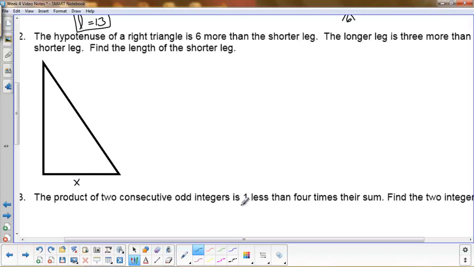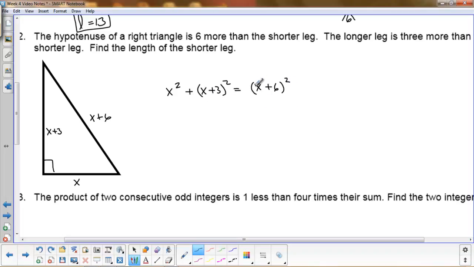So I'm going to call the short leg x. That makes the hypotenuse, which is always opposite of the right angle, x plus 6. And that makes the long leg x plus 3. I'll utilize Pythagorean theorem to solve this problem properly. A squared plus b squared equals c squared, so I get x plus 3 squared as b, and then I get x plus 6 squared as c.